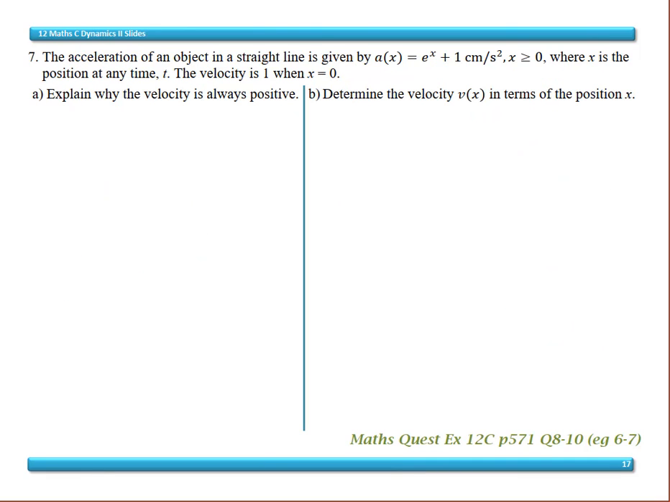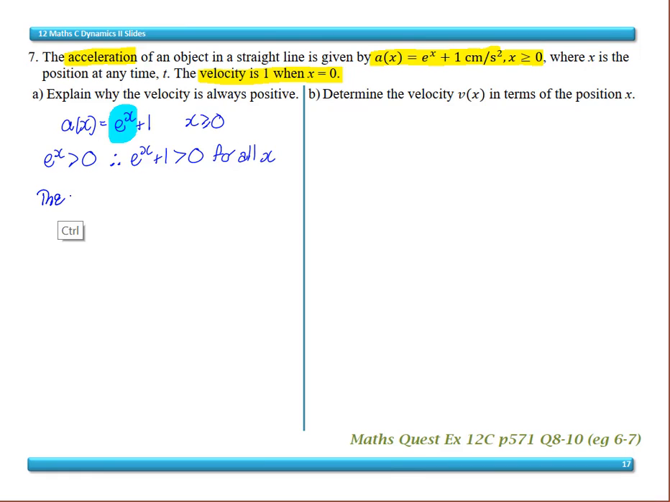Last example with this video, the acceleration of an object in a straight line is given by a(x) = e^x + 1, where x is greater than or equal to 0, x is the position at any time t, and velocity is 1 when x is 0. Explain why the velocity is always positive. So if we start off with our a(x) equal to e^x + 1, and x is always greater than or equal to 0, so we know that e^x is always greater than 0. Okay, it's always positive. So therefore e^x + 1 is always going to be greater than 0 for all x.